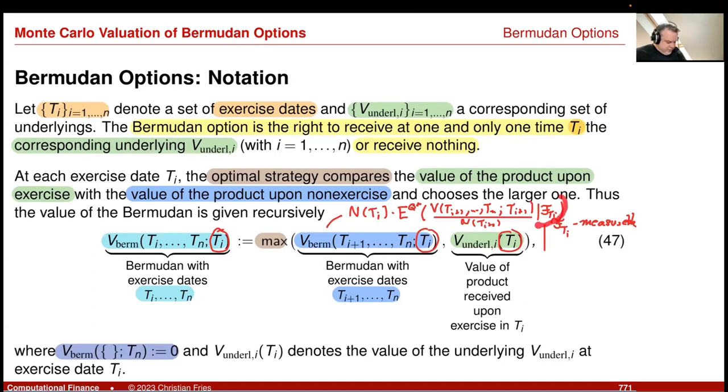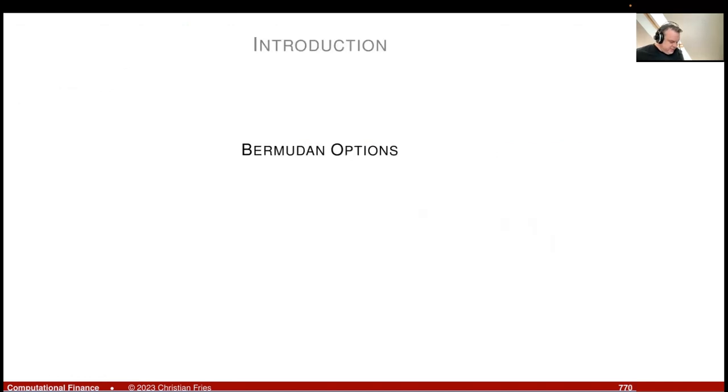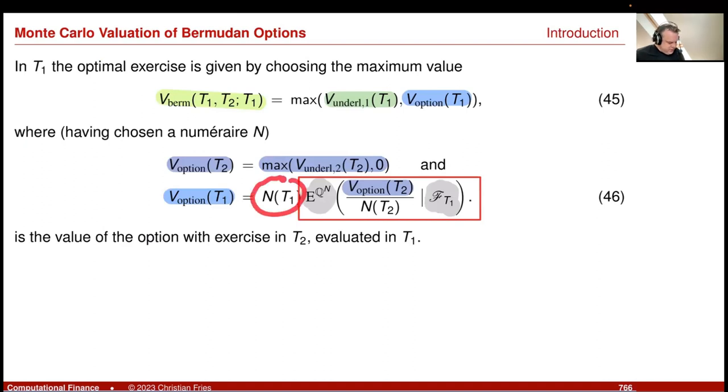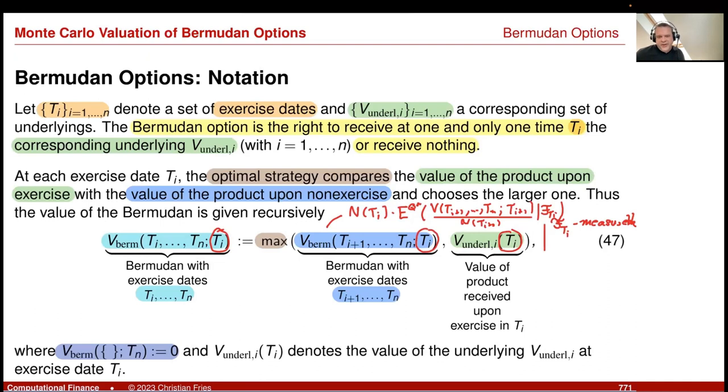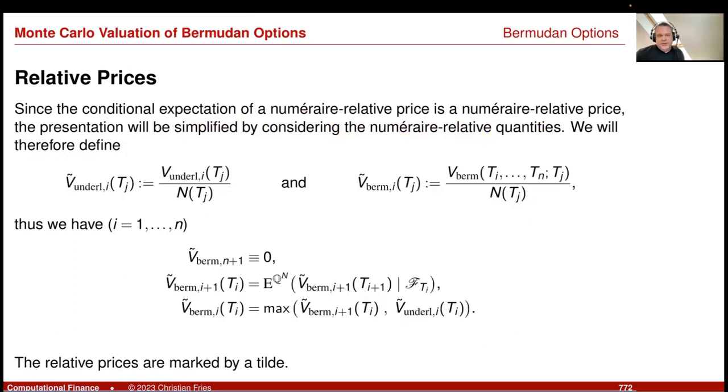Okay, if you look at this formula here, it looks a little bit ugly. Or also if you go back to our example, it looks a little bit ugly because we have to divide by the numerator at time t2, and then we multiply with the numerator at time t1. You can make the algorithm or the definition a little bit more elegant if you move to relative prices, numerator relative prices. So all the quantities should be divided by the numerator at their valuation time. So I move now to relative prices. So this means to numerator relative prices. This means I divide all these quantities here by the numerator at the corresponding valuation time.